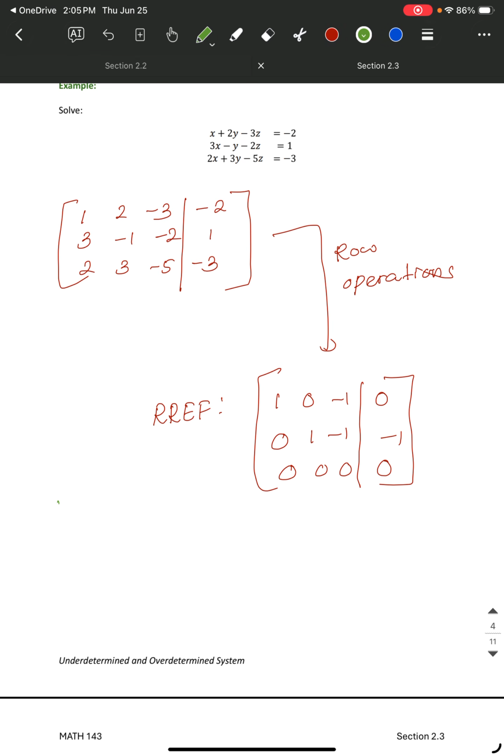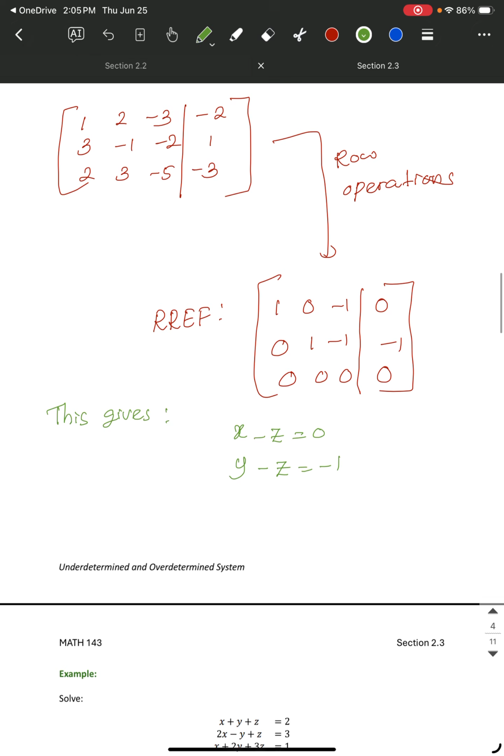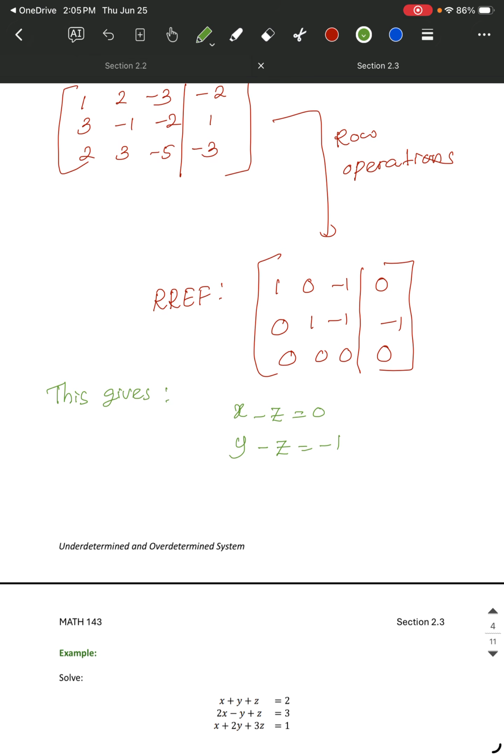So this gives us x minus z equals 0 and y minus z equals negative 1. That means we have only two equations at the end of the RREF form: two equations but three variables.